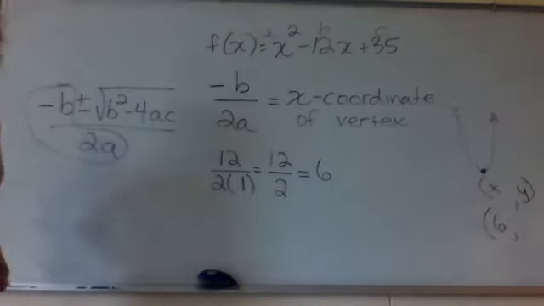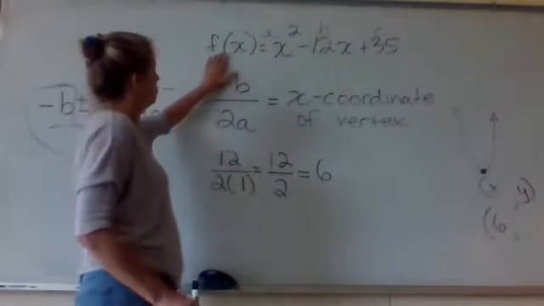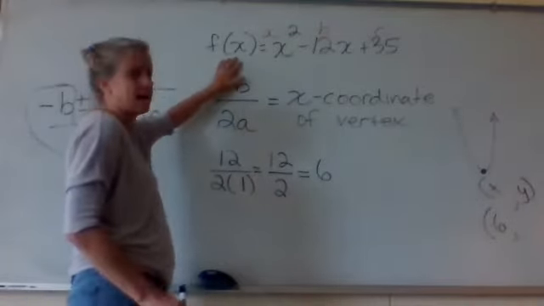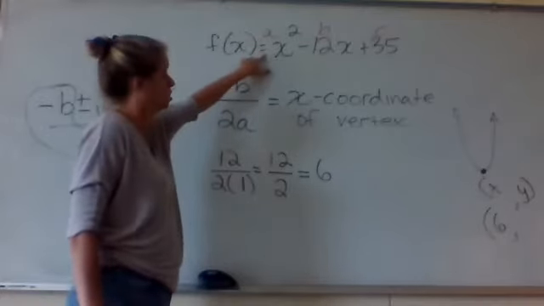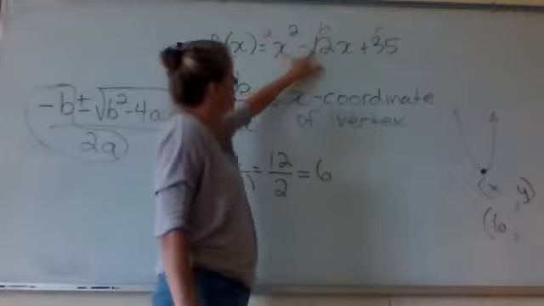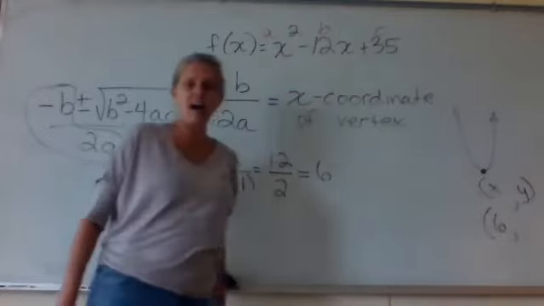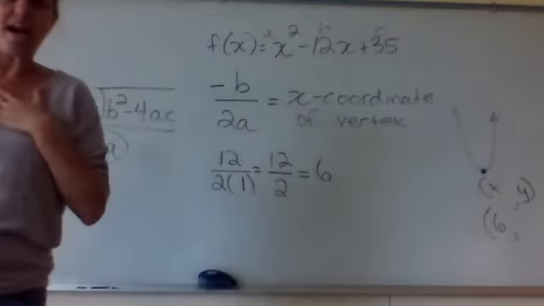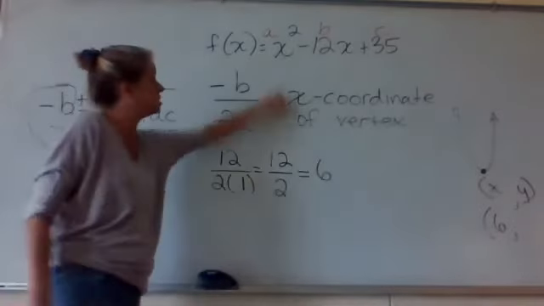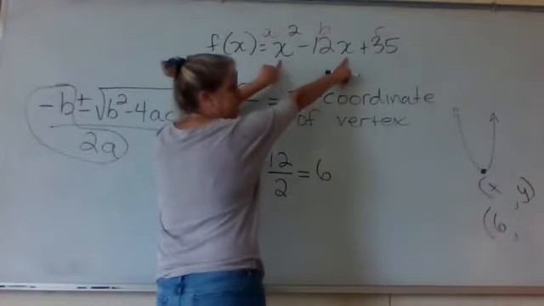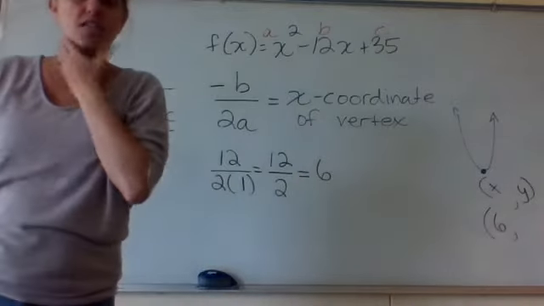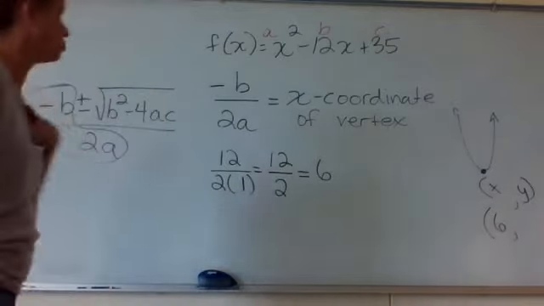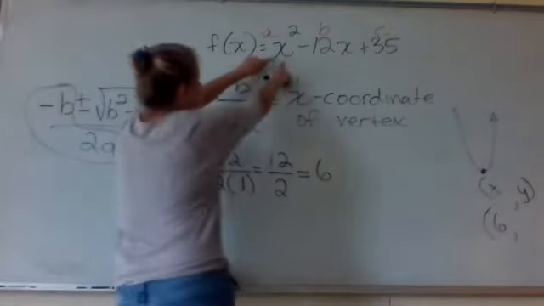How am I going to get the y? Well, now that I know what x is, remember, f of x is the same thing as saying y. So this really says y equals whatever x squared minus 12x plus 35 is. Well, now I know x is 6, which means I can replace those x's with 6's and solve it for that y. So let's replace the x's in the function with 6's.